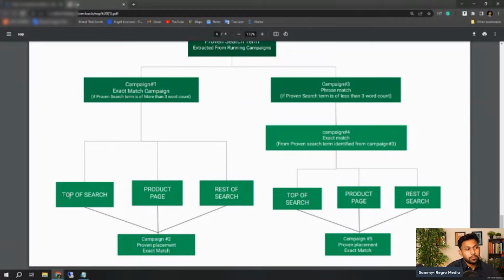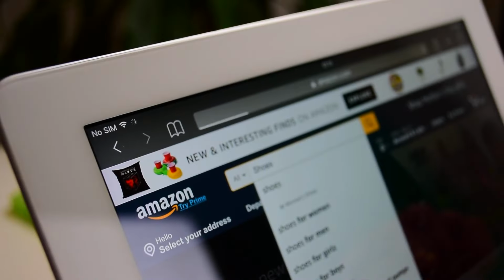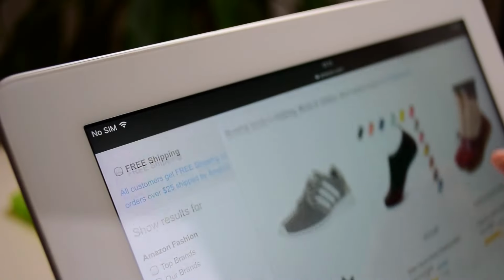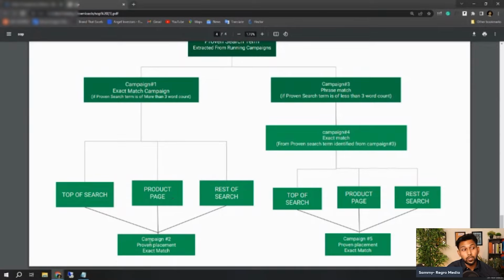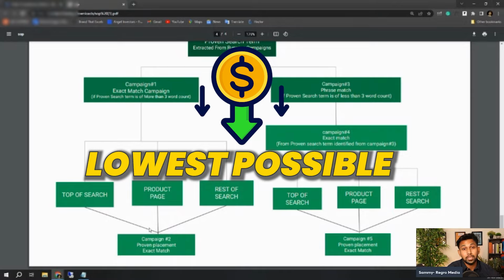And also you can figure out, now top of the search will give you the cost per click of top of the search, right? So now you can optimize based on only top of the search. That campaign will be showing only top of the search. If product page is performing good, you can optimize by product page placement by increasing the percentage in product page and keeping the bid to the lowest possible.